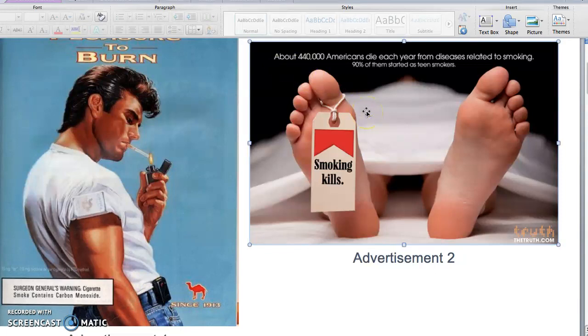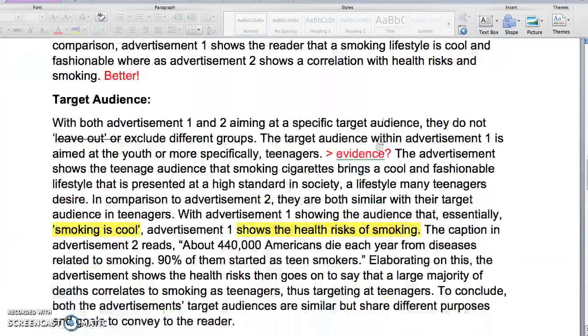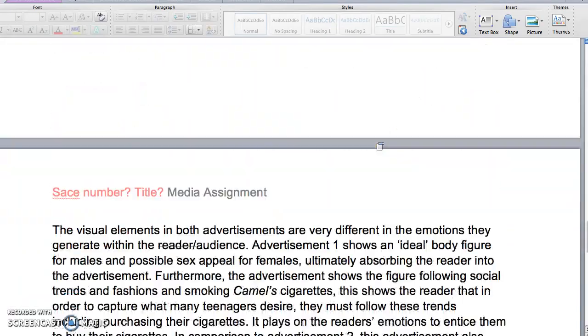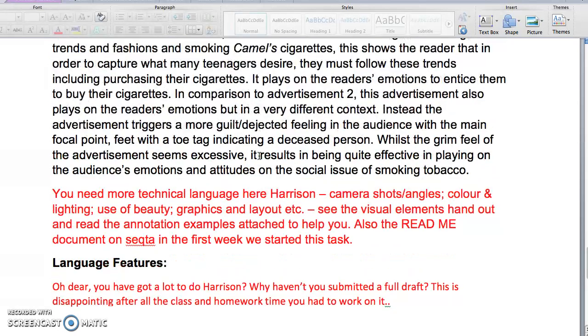This advertisement is playing on the audience's fear. It's using shock tactics with the statistics and the evidence that they're using. And "90% of them started as teen smokers." It's simple, direct, to the point language that teenagers will instantly be able to relate to. So you've got a lot more work to do, Harrison, particularly given that you haven't actually analysed the language features. So you're going to need to go back.